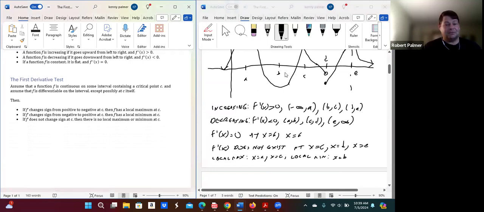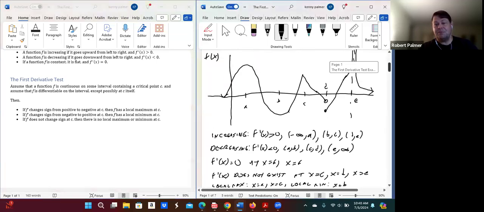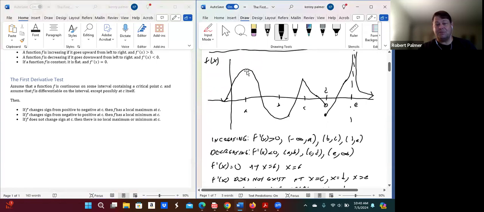Then, what it says is, if f prime changes sign from positive to negative, you have a local maximum. And that's what we saw at point A. Here, also point C, it changes from positive to negative. You have a local maximum there. If it changes from negative to positive, you have a local minimum like we saw at D. If the sign does not change at C, then there's no local maximum or minimum at C. And that can happen as well.